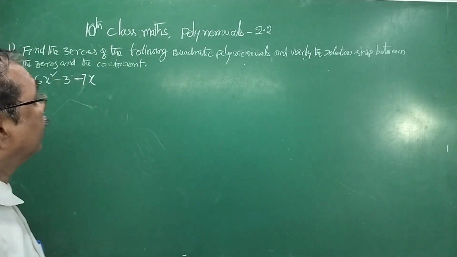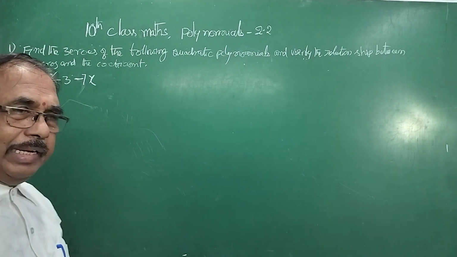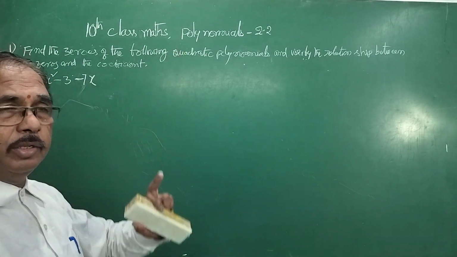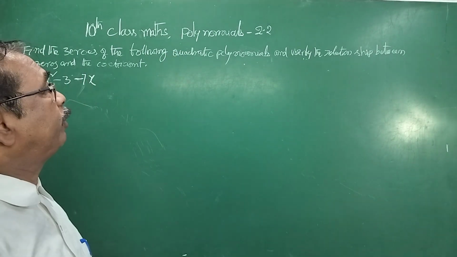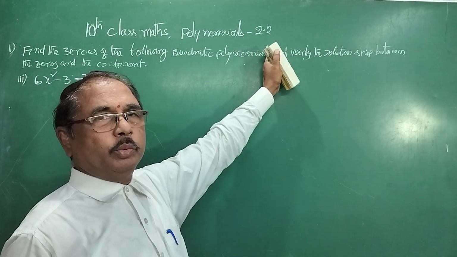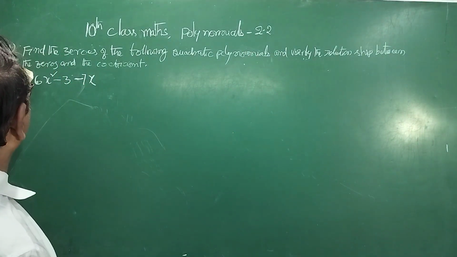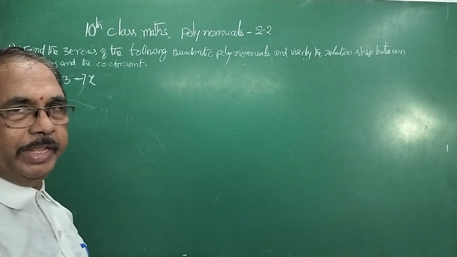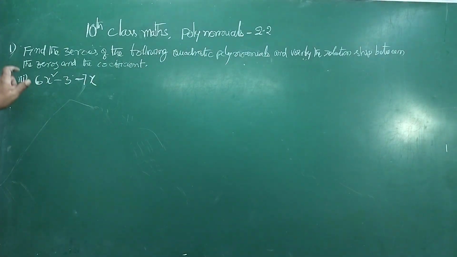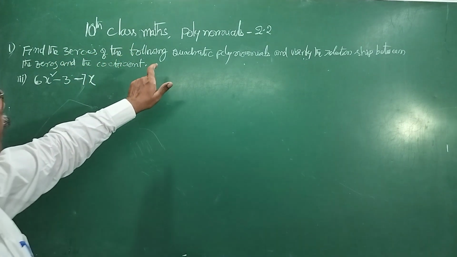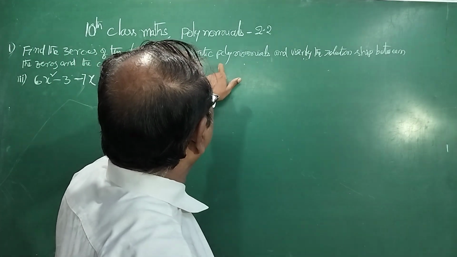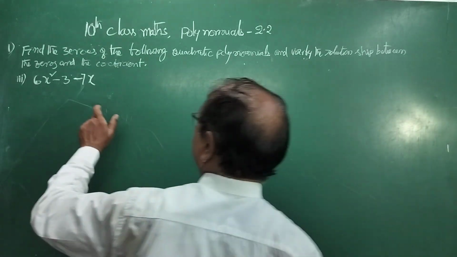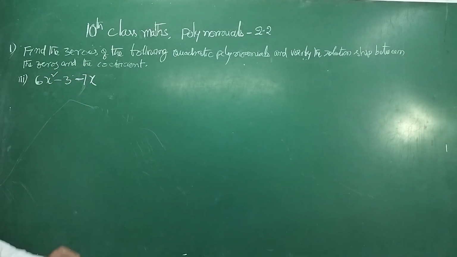Today, let us learn 10th class mathematics new syllabus, second chapter Polynomials, exercise 2.2. In the first question, third bit, let us learn today. Yes, what is the question? Find the zeros of the following quadratic polynomials and verify the relationship between zeros and the coefficients.